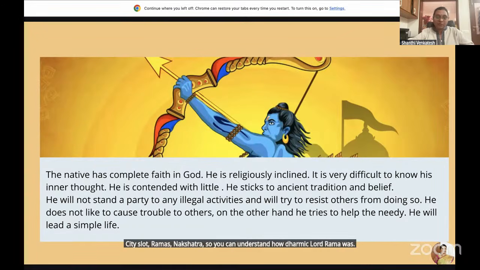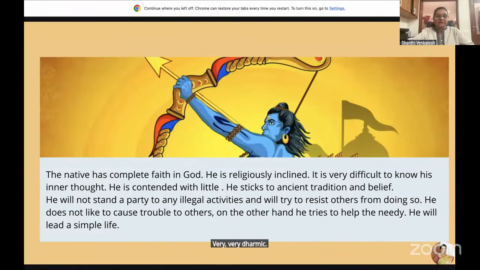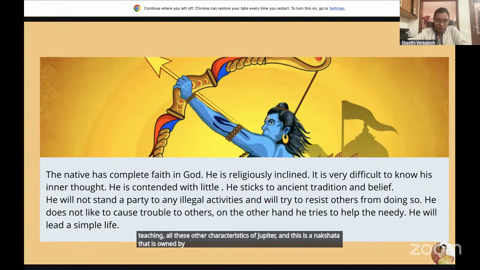In the same way, people who are born in this nakshatra, they don't like to do anything illegal. Very, very dharmic. And they do not like to cause trouble to anybody. If somebody is in need, they are always ready to help. And they like to lead a simple life. Very philosophical and spiritual. Why philosophical? Because philosophy, religion, then spirituality, teaching, all these are the characteristics of Jupiter. And this is a nakshatra that is owned by Jupiter.